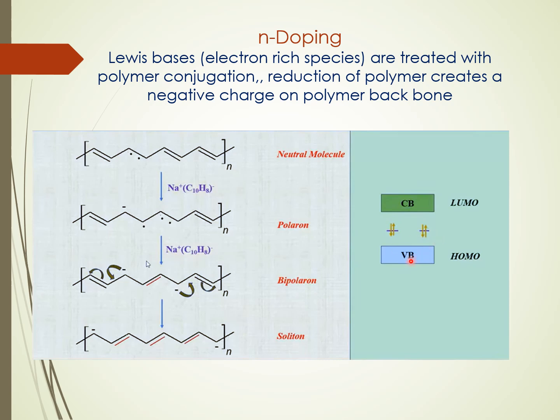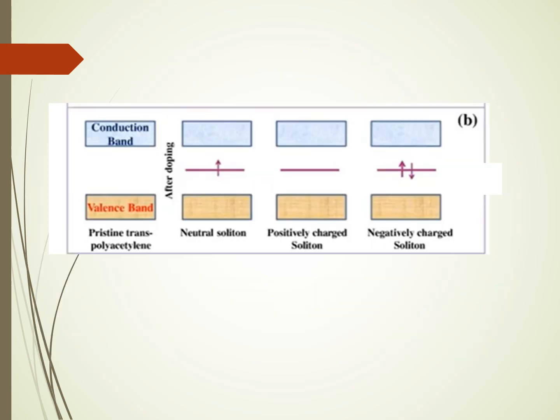See here, from valence band to conduction band, there is an energy level created and this energy level is negative. Since it is negative, electrons are present, so two electrons for each negative charge. This is for one negative charge, this is for another. So from here to the conduction band, jumping is easier, so they behave as a conducting polymer. So either you can add a p-dopant or you can add an n-dopant.